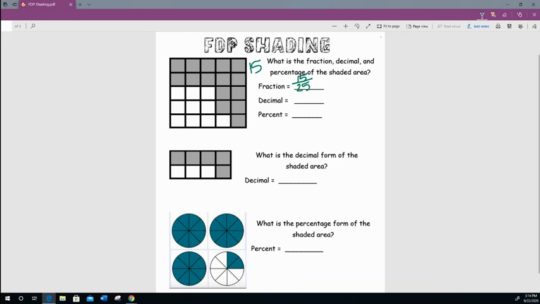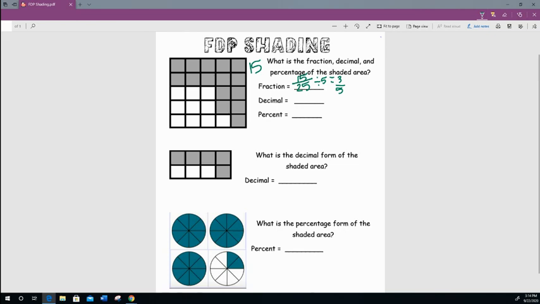Now with this, it can be simplified. When I look, they both end in 5, so it's divisible by 5. 5 can go into 15 3 times, and 5 can go into 25 5 times, so we end up with 3/5. So 3/5 of this figure is shaded.